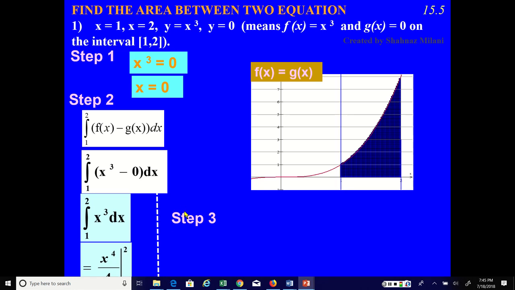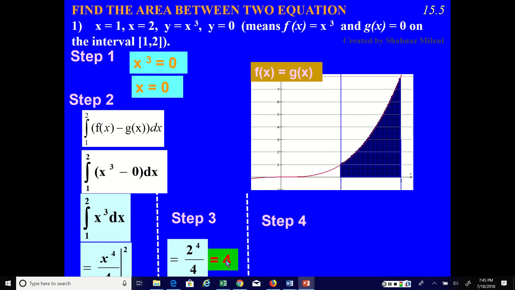Step number 3, replace the x by the higher x value. The higher x value is 2. Replace this x by 2. And then 2 to the exponent 4 is going to be 16. 16 divided by 4 is going to be 4. This is the result of step number 3.